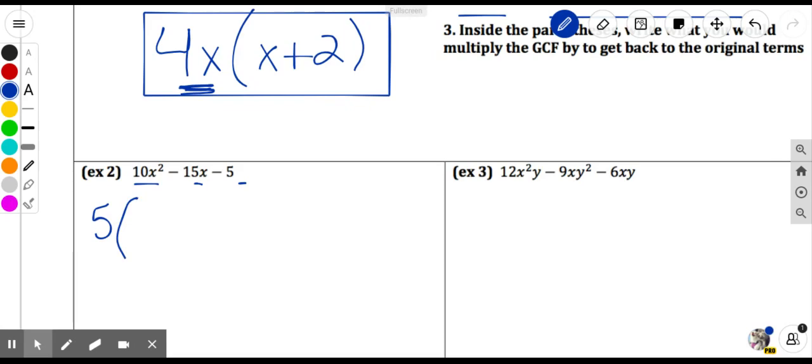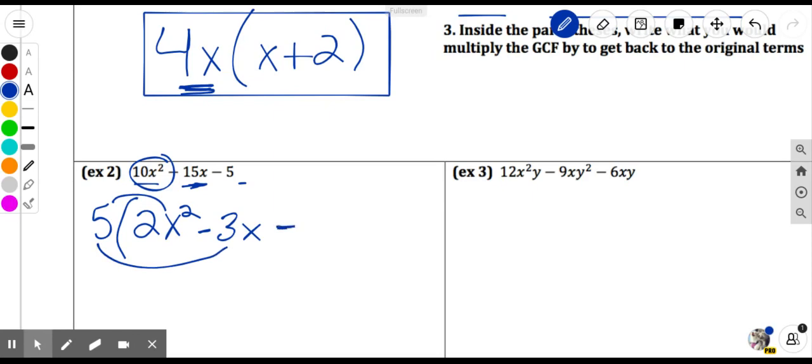So now we're going to put that outside a set of parentheses, and we're going to think about 5 times what gives me 10x squared? Well, I need a 2 because 5 times 2 is 10. And then I also need the x squared because I didn't take out any x's. Now think about it. 5 times 2x squared, does that give us 10x squared? It does. Now 5 times what gives me negative 15x? It's going to be negative 3x because 5 times negative 3x is negative 15x. And then lastly, 5 times what gives me negative 5? Negative 1. So that would be your answer. Again, you could distribute it to get back to your original, but that would be your final answer.